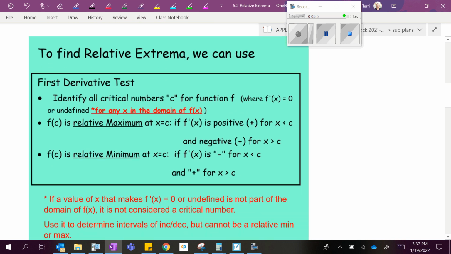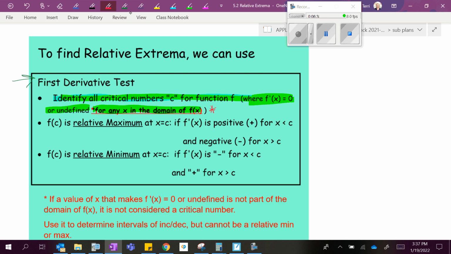To actually find them using calculus, we're going from an equation, we're going to use the first derivative test. If you'll notice, this first derivative test is going to sound just like our increasing and decreasing test, but with a little bit added to the end. So to find max and mins, we first identify all of our critical numbers, which we'll call the c, for a function. And again, the critical numbers are where the derivative equals 0 or is undefined for any x in the domain of f of x. We're going to talk about that as we go through our examples.